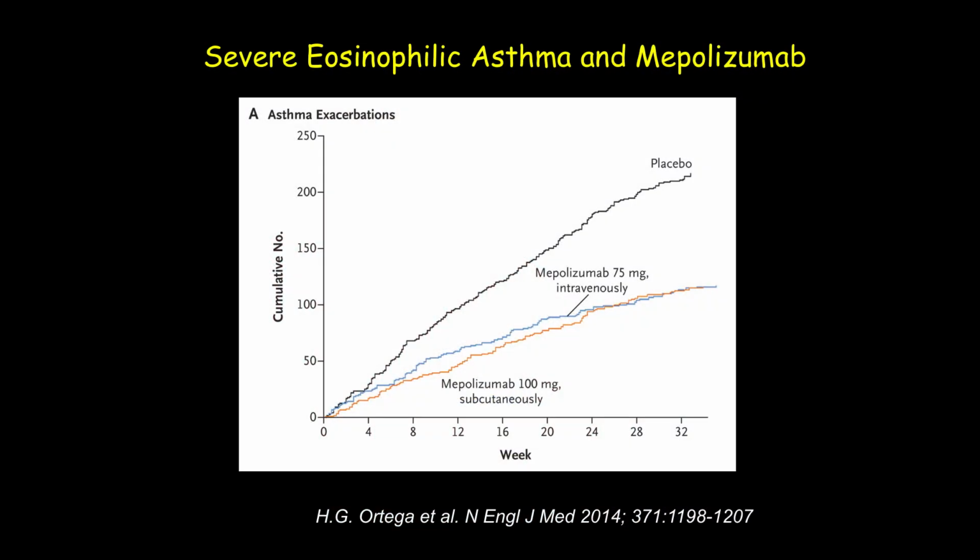What happened is that when that group came in and they looked at asthma exacerbations, you can see the cumulative number of asthma exacerbations in the placebo arm is about 200. If you look at the group that's getting mepolizumab 75 milligrams intravenously every 2 weeks, or 100 milligrams once a month, you can see a clear difference. So it's all about defining your patient population. This is one of the mysteries and challenges: drugs may have activity, but you have to look at the right patient population.